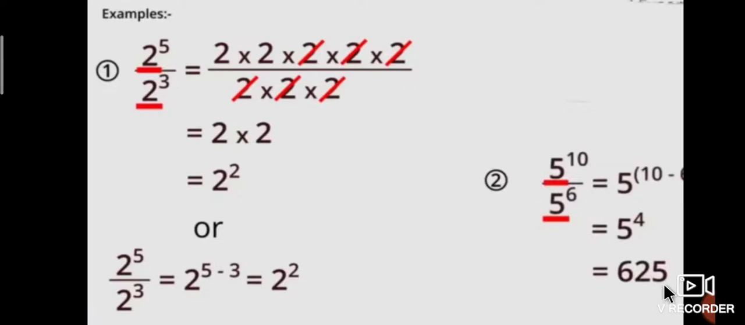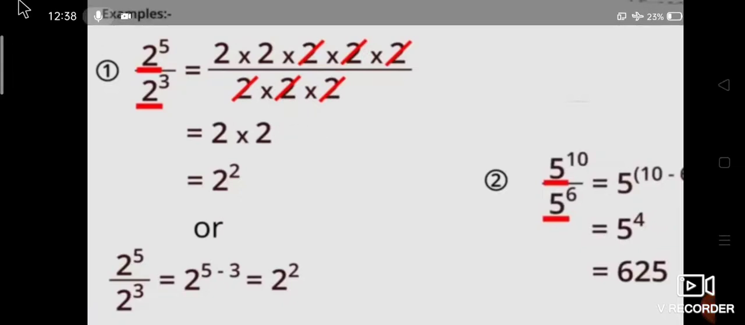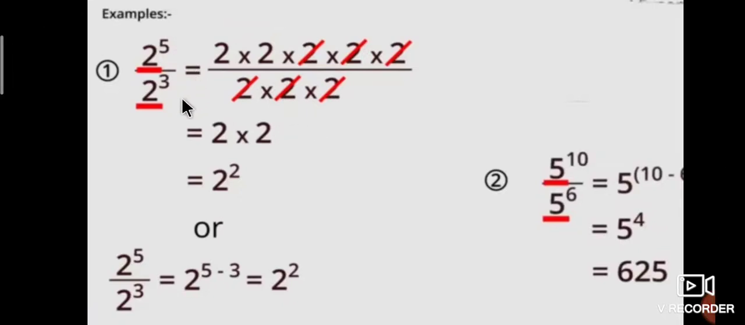Next one is a^m divided by a^n is equal to a^(m-n). According to this formula, okay, 2^5 divided by 2^3.